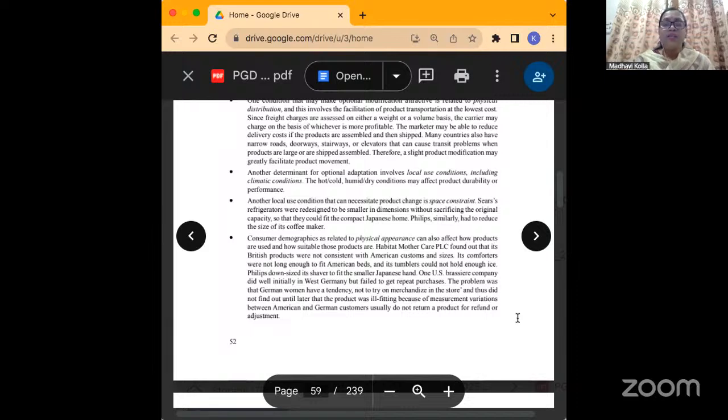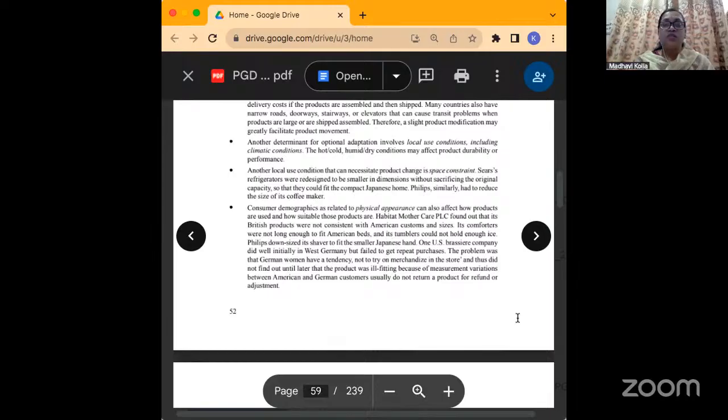Another one is where there is a space constraint. For example, if you talk of Sears refrigerators, they were designed to be smaller in dimensions without sacrificing the original capacity. And why did they do that? So that they could fit into a Japanese home, which is typically smaller compared to a US home.